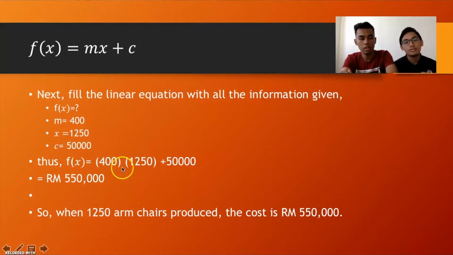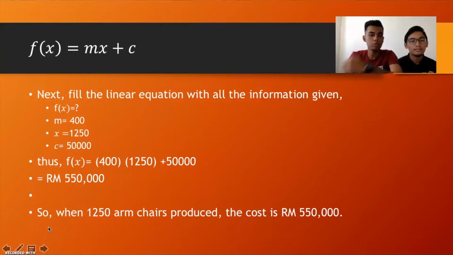f(x) equals 400 times 1,250 plus 50,000. The cost for 1,250 armchairs is 550,000 ringgit. So the conclusion is, when 1,250 armchairs are produced, the cost is 550,000 ringgit. Problem solved.